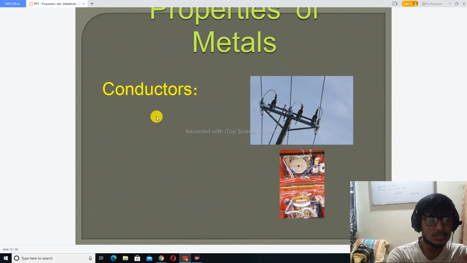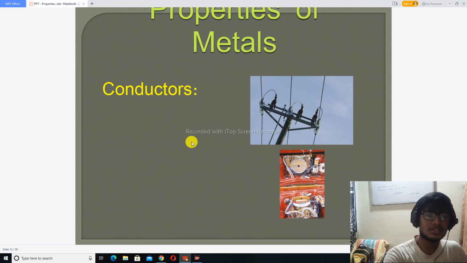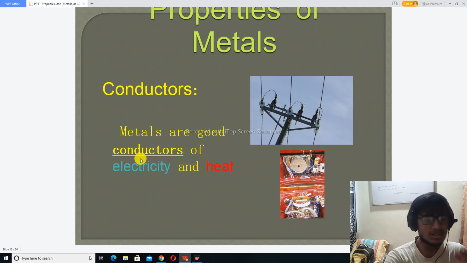Metals are very good conductors, used for transferring electricity from one part to another. This is very important. Metals are good conductors of electricity and heat.